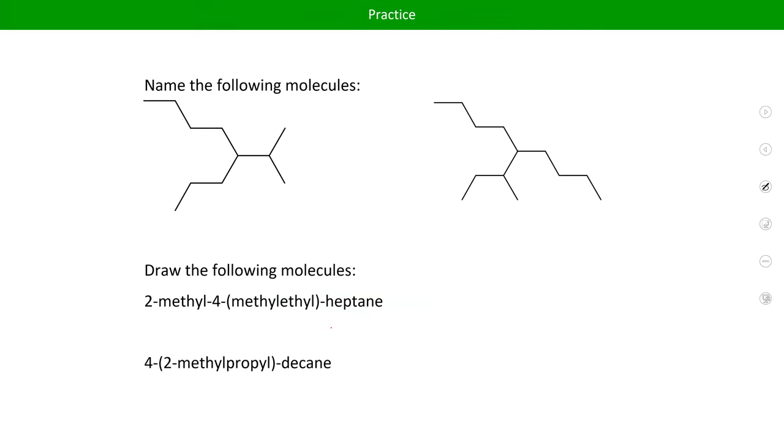Let's do some more practice with the branches. We've got 5 minutes. We'll do a couple of these, and then there'll be a couple of these on the quiz this weekend.